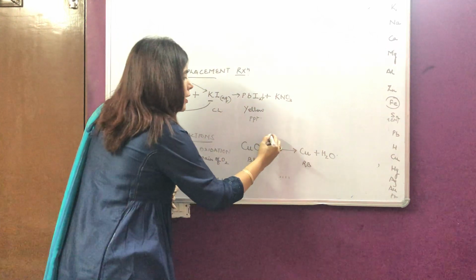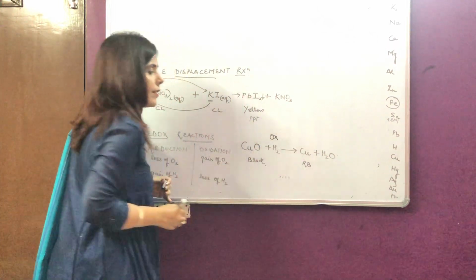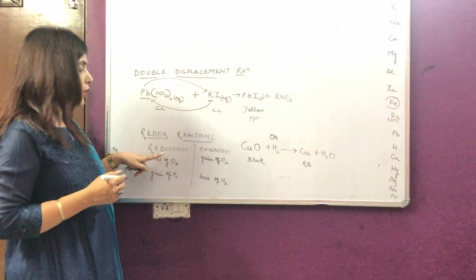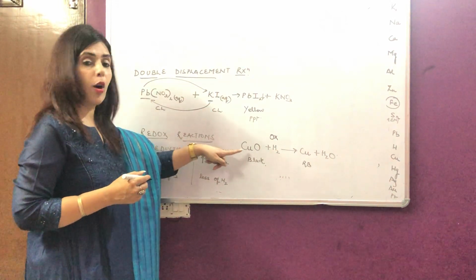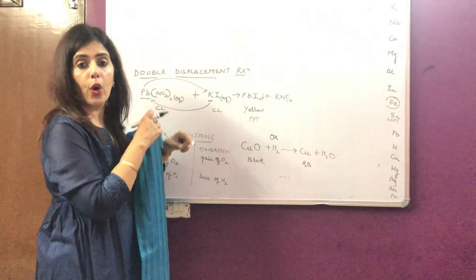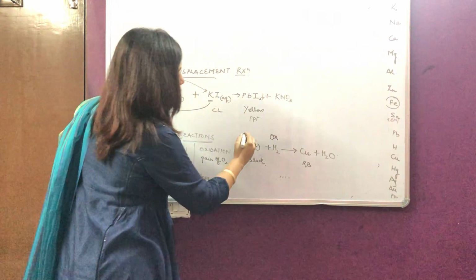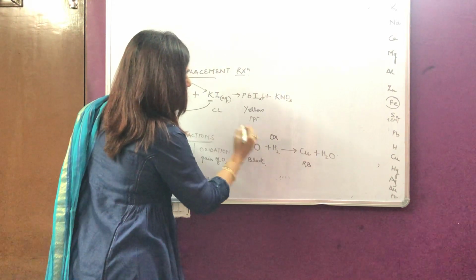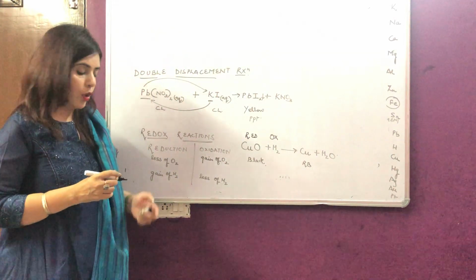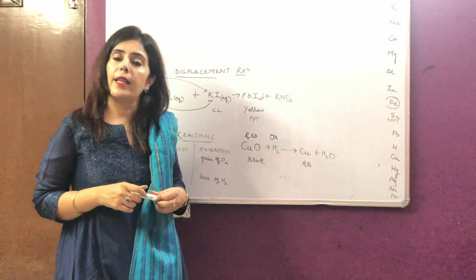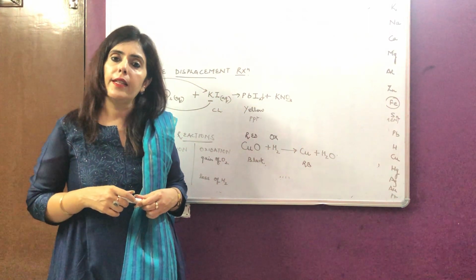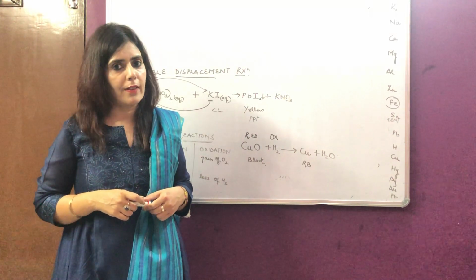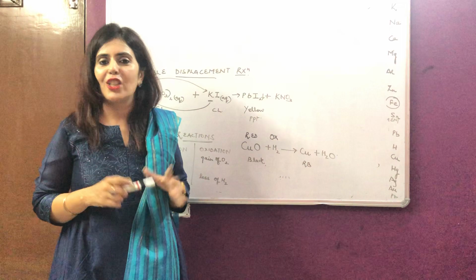Hydrogen is gaining oxygen and making water. So hydrogen is getting oxidized. Who is losing oxygen? Loss of oxygen is what? Reduction. So copper oxide is losing what? Oxygen. So who is getting reduced? CuO, that is copper oxide, is getting reduced. So when one of the reactants gets oxidized and the other reactant gets reduced, then this is known as a redox reaction.